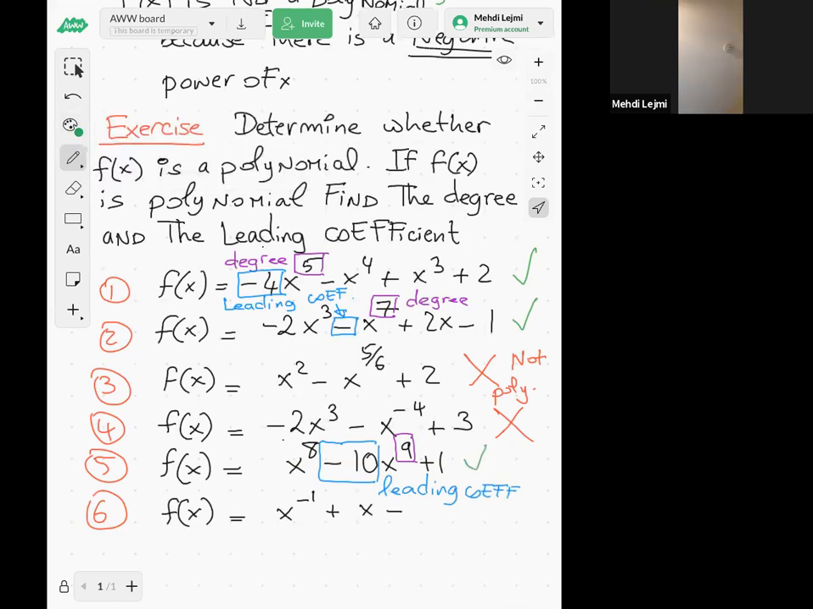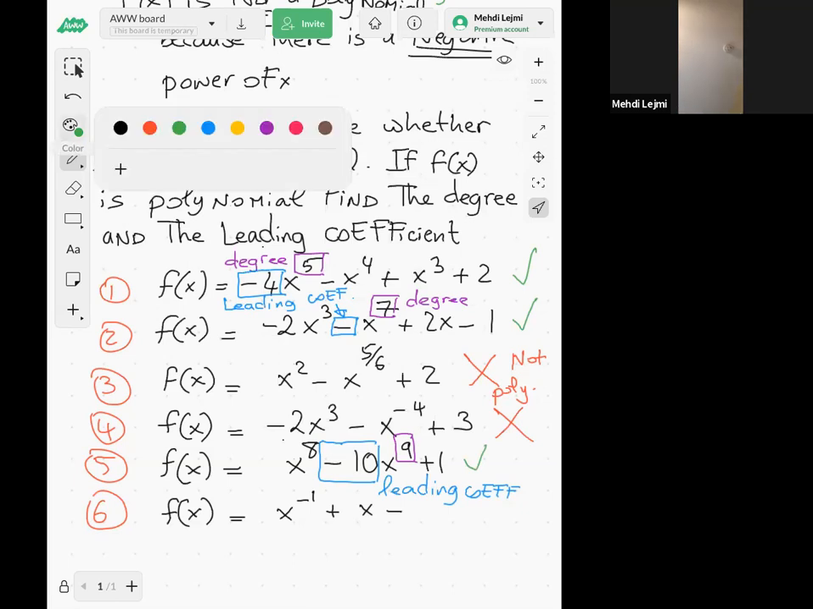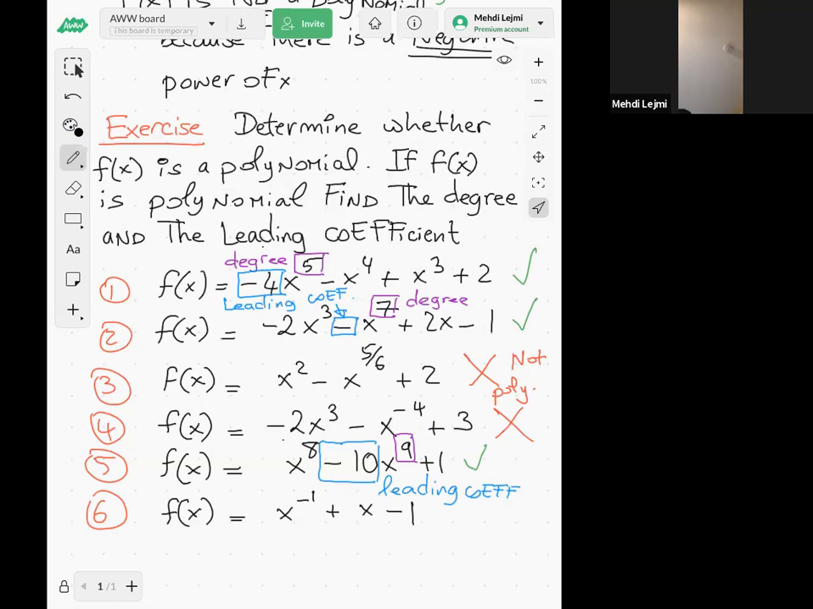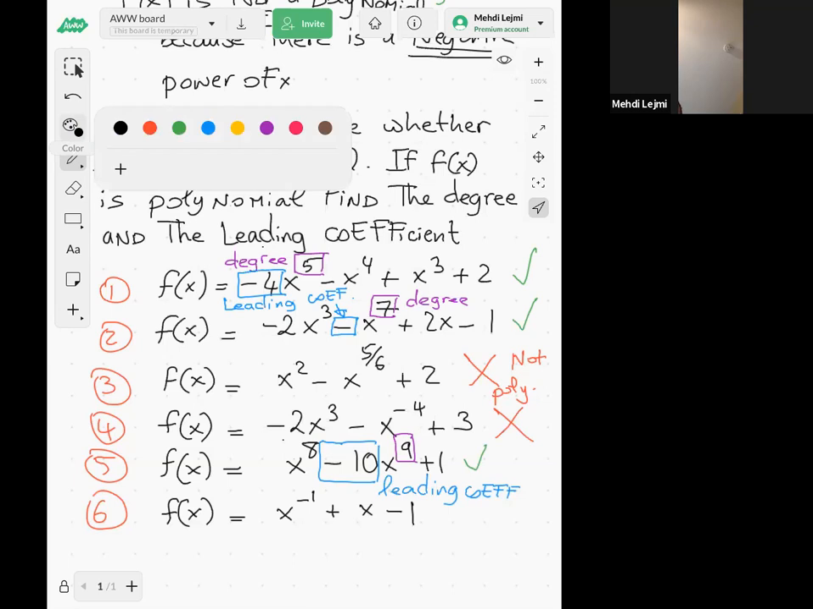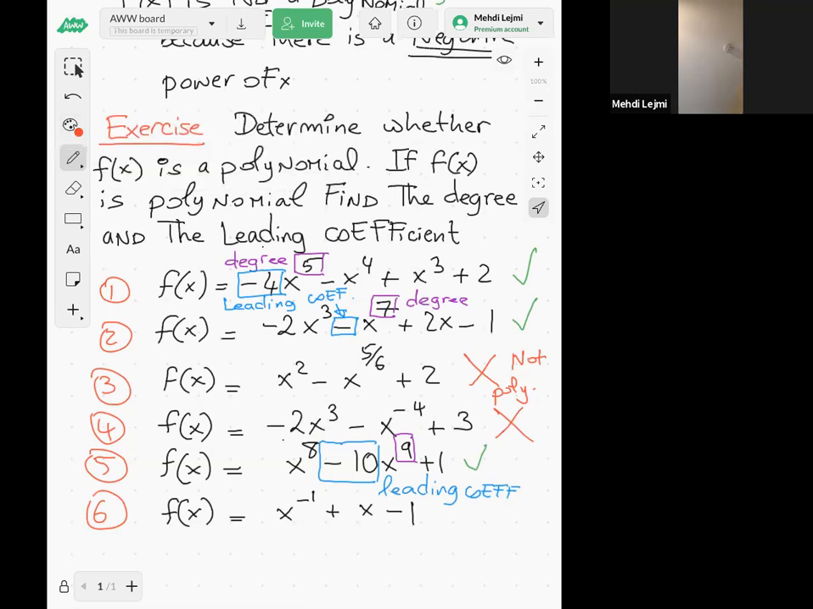All right. Now, next, I guess probably I erased something here. There should be -1 here, I think. Anyway, for the last one, we have x to the power -1 plus x minus 1. Here we do have a negative power, so f of x is not a polynomial because of this negative power. In the earlier one it's because of this fraction, the 5 over 6, and here it's because of this x to the -4.